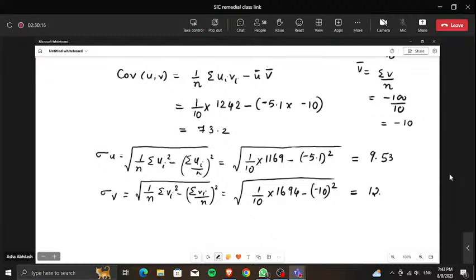12.976. Sigma V. No, just check it again. 8.33. Yeah. Correct. 8.33. Have you identified the error where you have made the mistake? Yes. Yes or no?